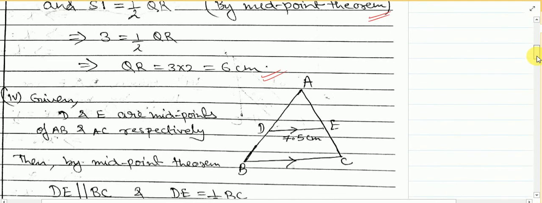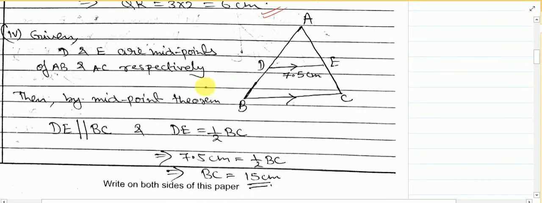Now after that, question number 4. For question number 4, you will draw the figure, and you will write this: given D and E are the midpoints of AB and AC respectively, then by midpoint theorem, since D and E are midpoints, DE will be parallel to BC, and DE will be half of BC. Here you know the value of DE, just substitute and simplify and you will get 15 centimeter. You can just pause the video and write it down.